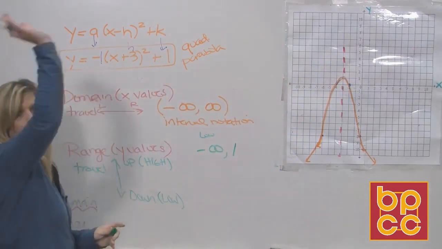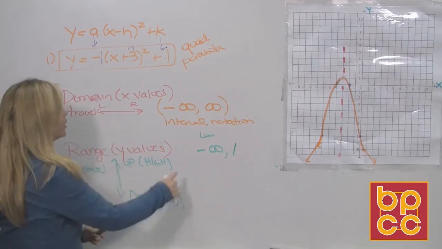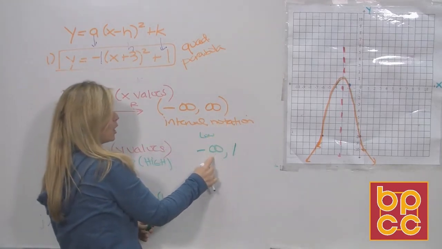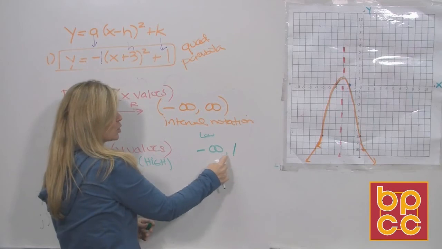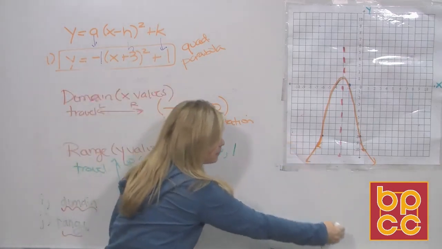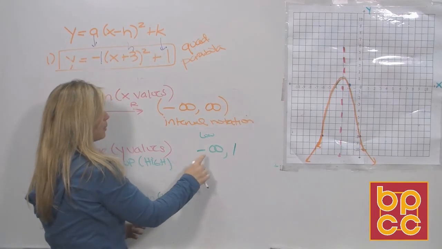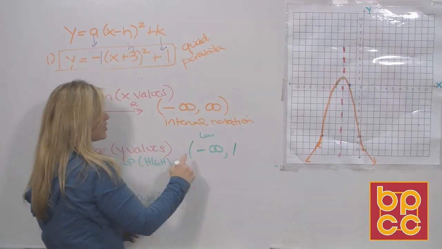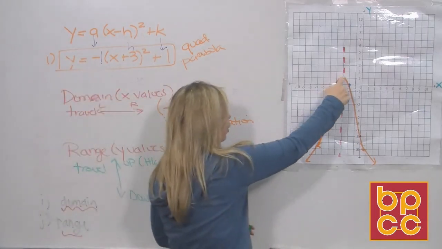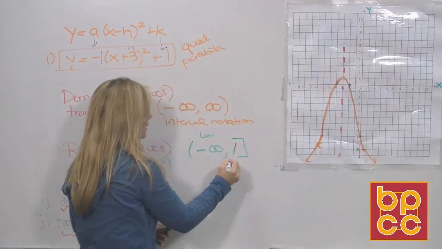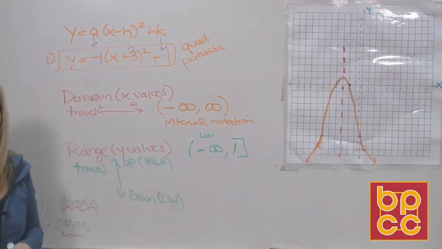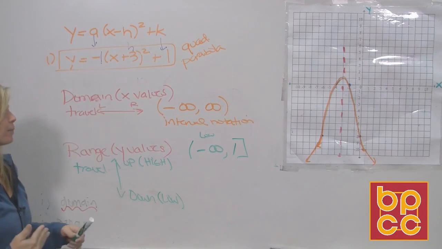If you remember from modules ago, when you write interval notation, smaller, bigger. So it's as low as negative infinity. It's going to keep going low, but it's going to hit that high point. Now we need symbols. Infinity always gets parentheses. Because this is an actual point, we put a bracket. So you could tell me the domain and range of every parabola.